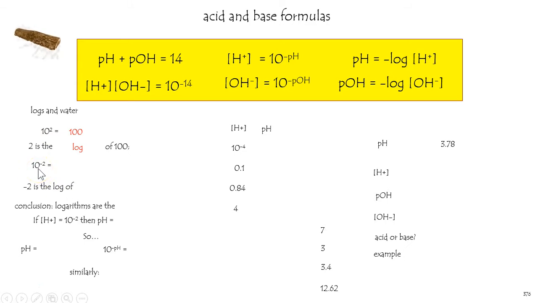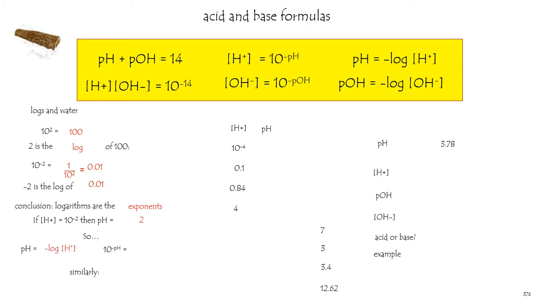10 to the minus 2, well, that's 1 over 10 to the second power by definition, or 1 over 100. That's 0.01. So we can say the same thing. Negative 2 is the log of 0.01. So logarithms are really the exponents in these situations. If the hydrogen ion concentration is 10 to the minus 2, we've learned to simply say that the pH is 2, meaning we ignore the negative sign, and that's the power of hydrogen ions.